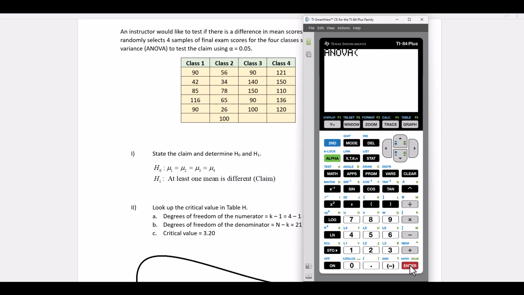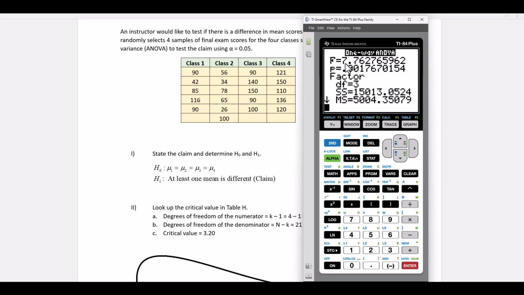We select Enter. We have to enter each set of data, which are placed in different lists. The first list is called L1. So we press second, L1, then a comma, second, L2, comma, second, L3, comma, and then second, L4. Close the parentheses, select Enter.